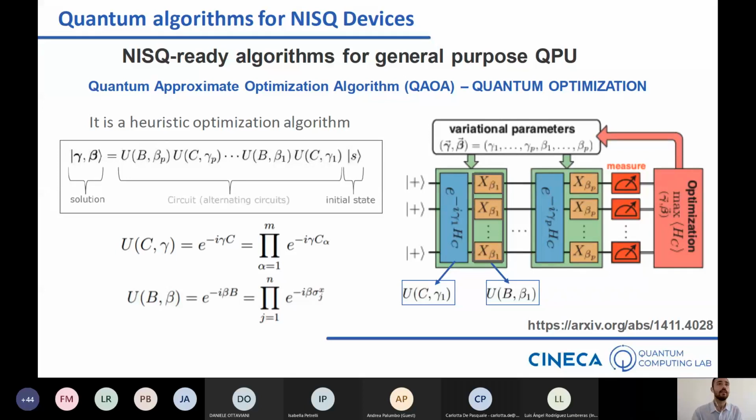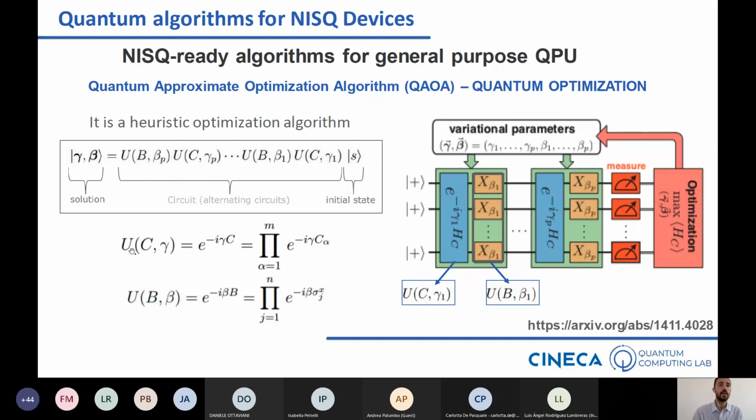So exactly. We have seen here this initial state where everything is in superposition, a plus, and then you alternate these circuits UC, UB with different parameters, and then you get a solution. Again, as we've seen before, you measure, obtain some output, and evaluate your cost function, and then you optimize classically the variational parameters.